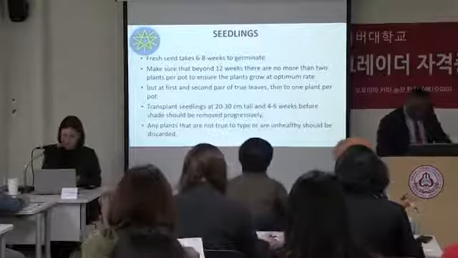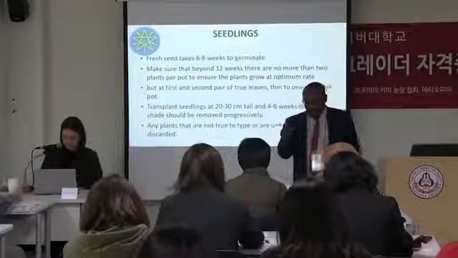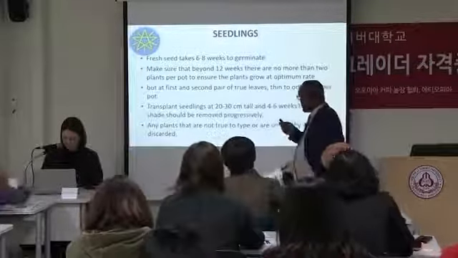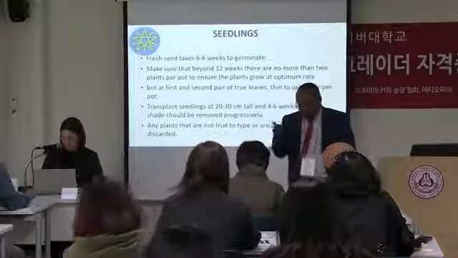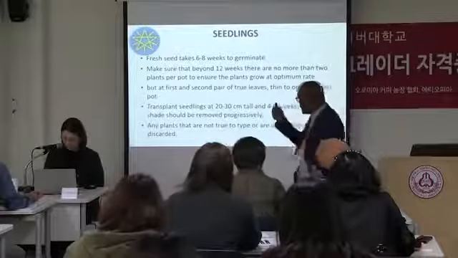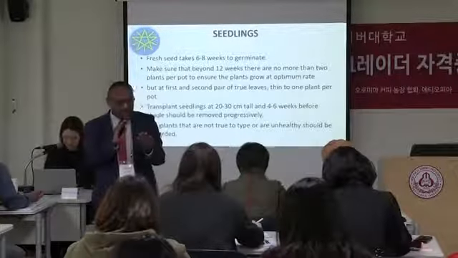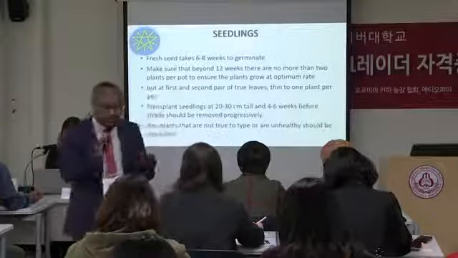So what is the seedling? Seedling means it is a small plant of coffee. If your seed is fresh, if the seed of the coffee is fresh, it will germinate. Germination means emerging from the seed. It will germinate within 6 to 8 weeks.